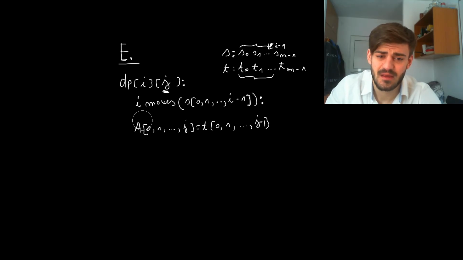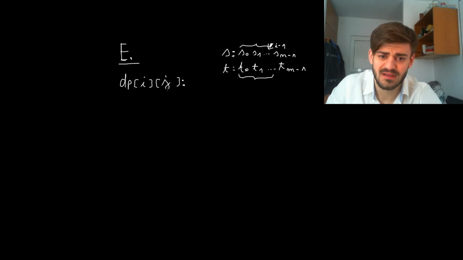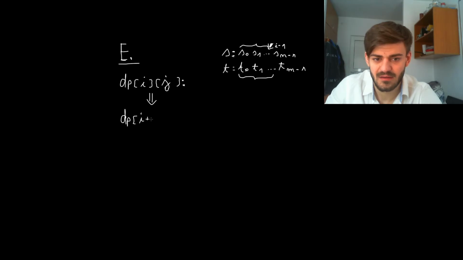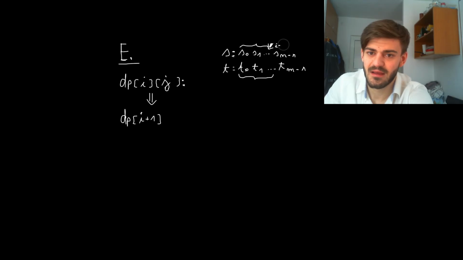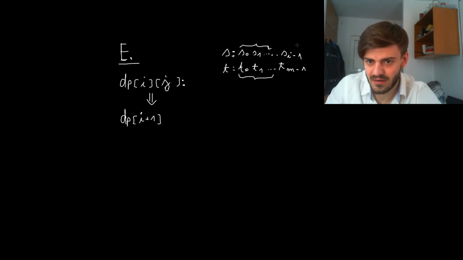Does it make sense? I know what dp of i and j is. Let's say I already know this value and I want to update some dp of i plus 1, so I'm basically updating other values of the dynamic programming. So if I, let's say, was here at s of i minus 1.